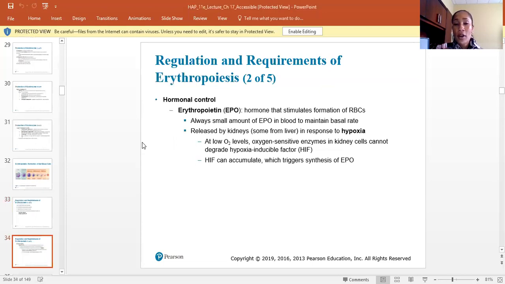Erythropoietin is always found within our blood in very small amounts to maintain a basal, constant rate of replenishing red blood cells that we're losing. This hormone is going to be released by the kidneys. Sometimes it can be released from the liver, but it's normally released in response to tissue hypoxia. So whenever the kidneys, sometimes the liver, determine that our tissues don't have enough oxygen, it will stimulate the release of this hormone. And so then this hormone is going to trigger our red bone marrow to produce more red blood cells.